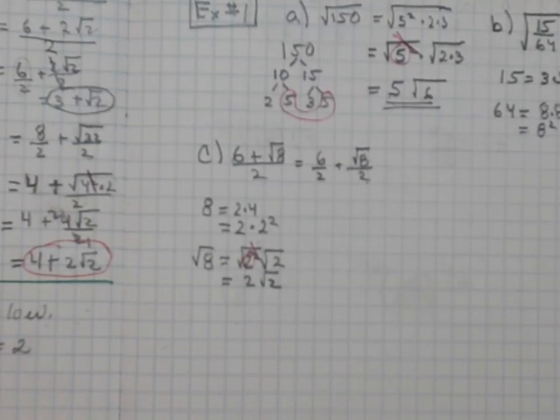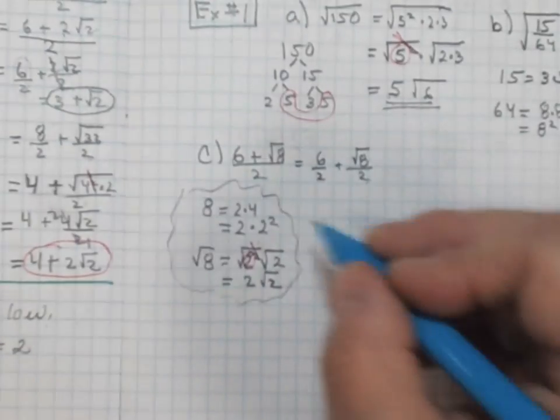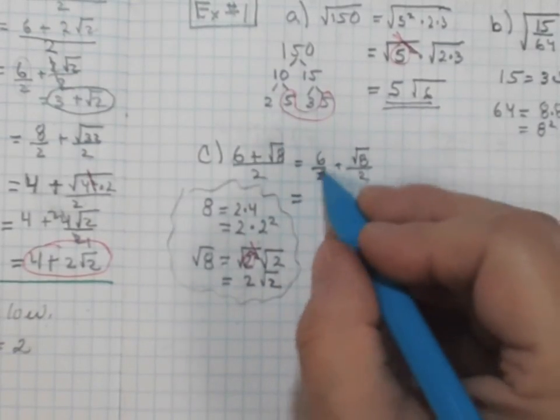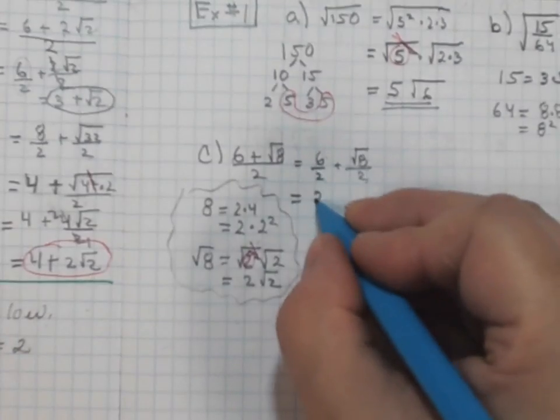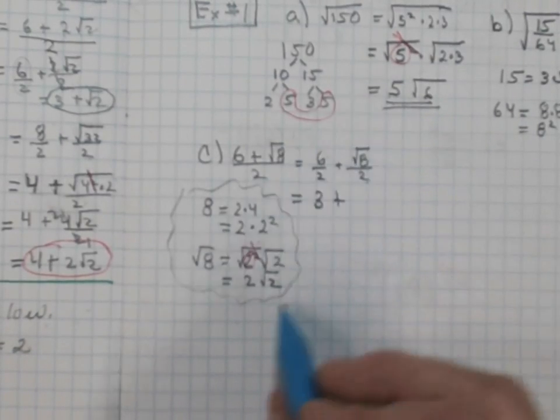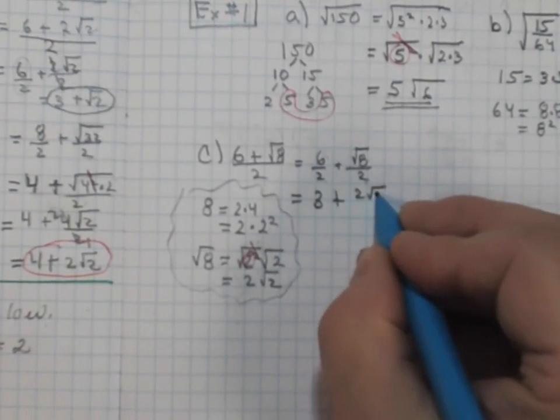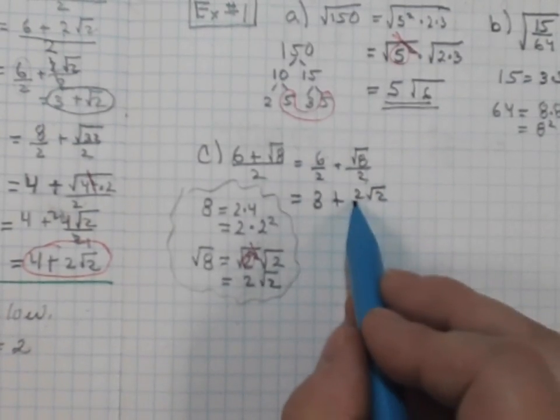All right, so let's go back up to our fraction. So this was like our side work. So this is equal to 6 divided by 2. That's 3 plus. I'm going to replace radical 8 with 2 radical 2. And we're dividing by 2.